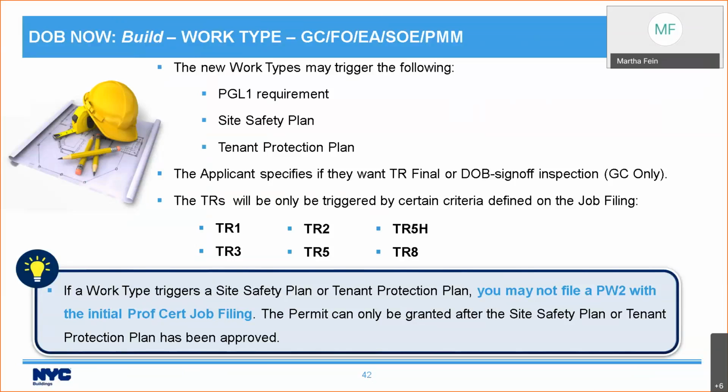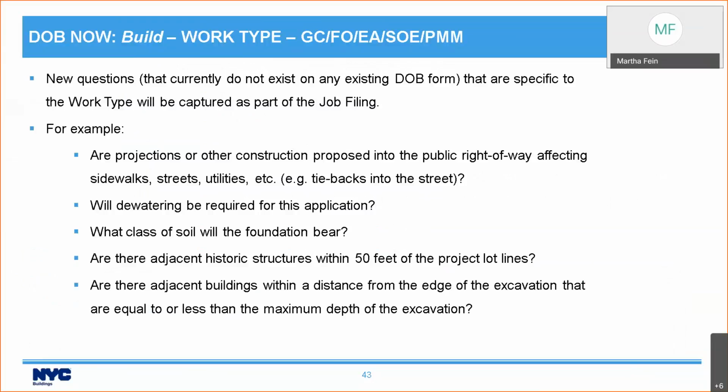For general construction filings, you're going to need to specify if you want the TR final or DOB sign-off inspection. And the technical reports will be triggered by criteria that are defined on the job filing, how you answer other questions. And any of these TRs may be required depending on how you answer the questions about the work you're doing. There's going to be questions you haven't seen before that are asked in DOB Now Build. It's things like, will you need dewatering for this job filing? Are there adjacent historic structures within 50 feet of the project lot lines? This is all information that wasn't included in the paper PW1, but will be included in this job file.